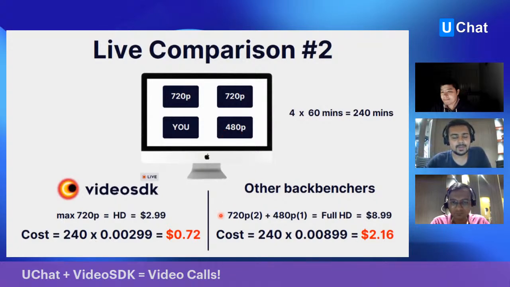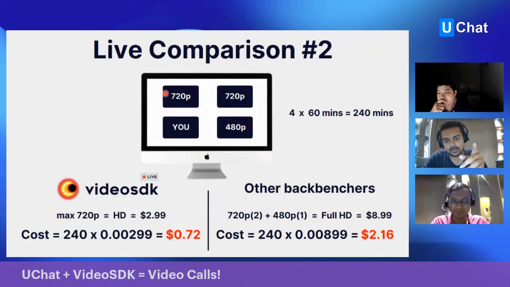How do other people charge in this case? They charge for 720p two times, then 480p one time. So the whole screen resolution would be considered full HD, and they will charge $8.99 per 1000 minutes. So accordingly, the cost would be $2.16. Whereas in video SDK, we are just simply charging on the basis of maximum resolution.